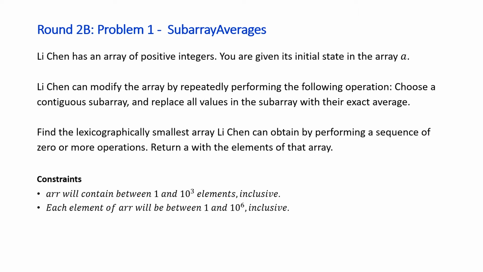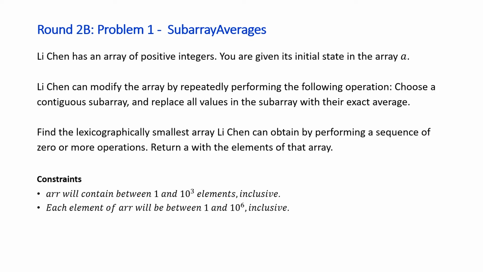You are given its initial state in the array A. Li Chen can modify the array by repeatedly performing the following operation. Choose a contiguous subarray and replace all values in the subarray with their exact average. And the question is asking you to find the lexicographically smallest array Li Chen can obtain by performing a sequence of 0 or more operations. Return A with the elements of that array.